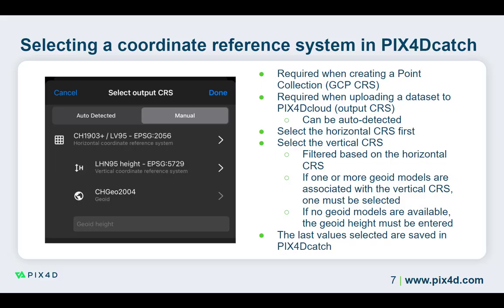You can select the appropriate geoid model if one or more geoid models are associated with the vertical CRS. You must enter a geoid height if no geoid model is available for your region. If you are working with ellipsoidal height, no geoid height is required. Once you have selected the appropriate coordinate reference systems for your dataset, Pix4Dcatch will save the selection. The next time you need to define either the GCP or the output CRS, your previously selected values will be automatically chosen.